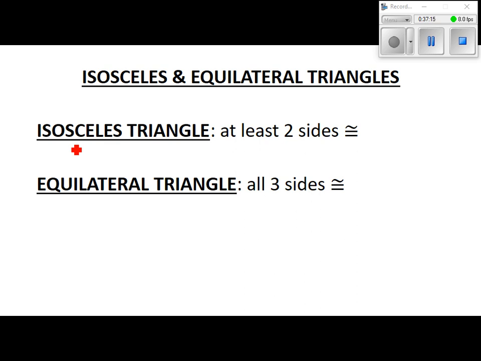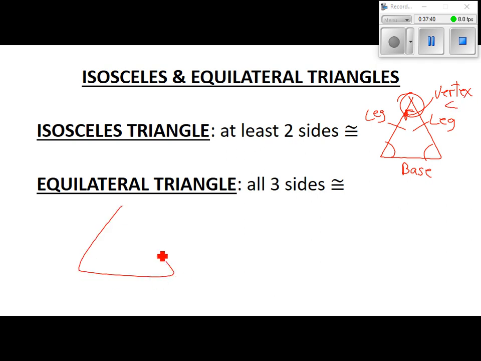Remember an isosceles triangle? Got at least 2 sides congruent. Those sides are called the legs. Third side's called the base. The angles that surround the base are called the base angles. They always have to be congruent. And this angle up top here is called the vertex angle. In the equilateral triangle, all 3 sides are congruent.